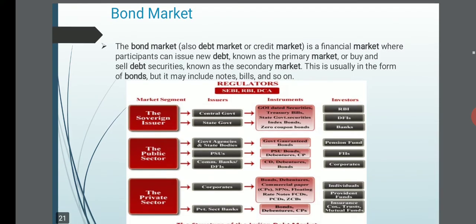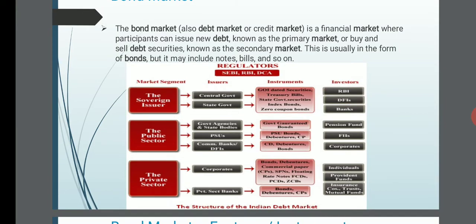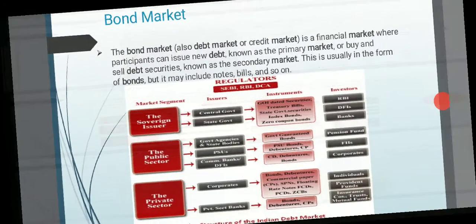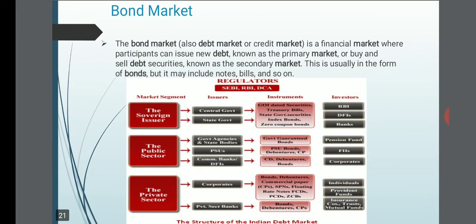Bond market. Bond market, also debt market or credit market, is a financial market where participants can issue new debt, known as primary market, or buy and sell debt securities, known as secondary market. This is usually in the form of bonds, but it may include notes, bills, and so on. Regulations: SEBI guidelines, RBI guidelines, and Department of Corporate Affairs guidelines. So there are three regulators to bond market: SEBI, RBI, and Department of Corporate Affairs.